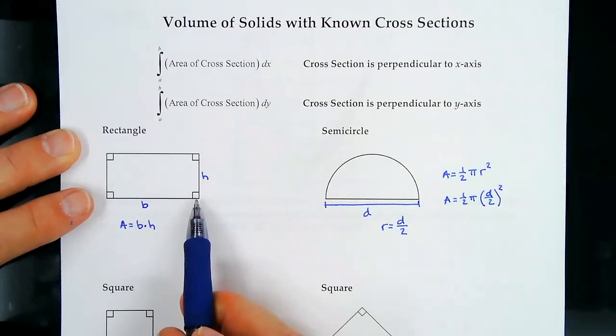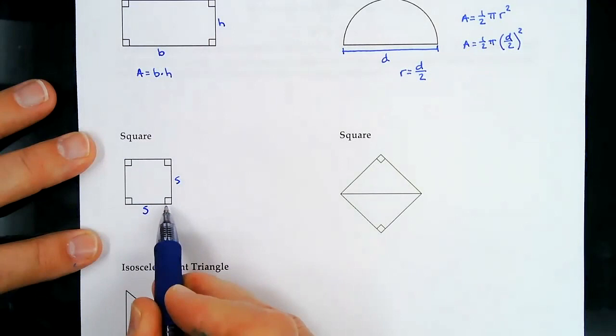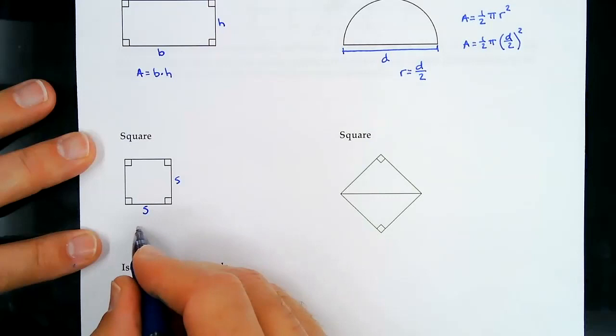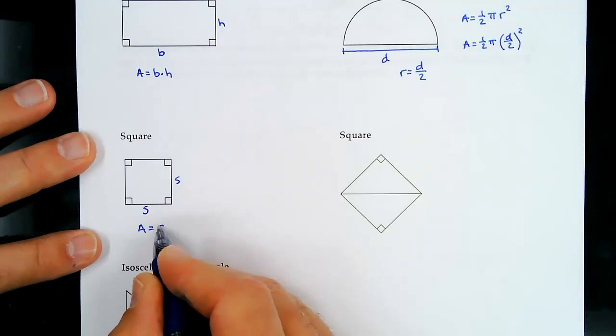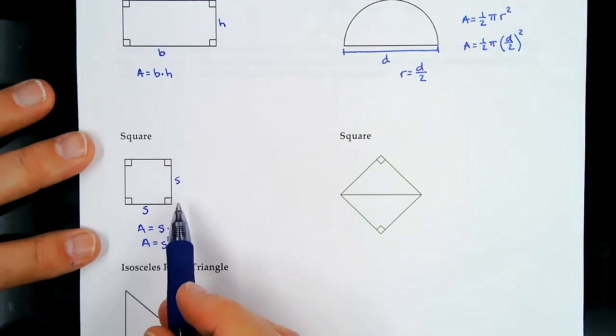Okay. For a square, each side's the same. So this length right here is the one that's probably going to be sitting in the XY plane. And so the area of a square is, well, the two sides are the same, so that would just be S times S, or the area is S squared. You would just need to square this length. And again, you would get this length by taking top minus bottom or right minus left.